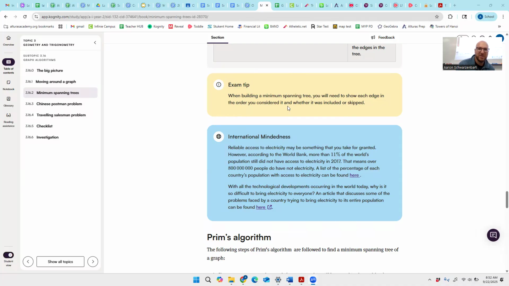Okay. Exam tip. When building a minimum spanning tree, you have to show what you did. Which edges you picked in the order you picked them. Write it down. Do not just have an answer. So like we listed out our edges, that's good.